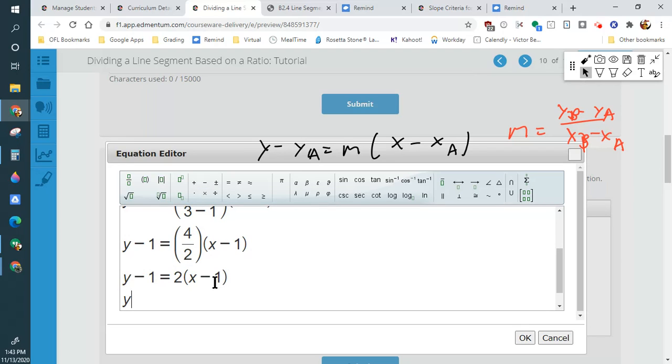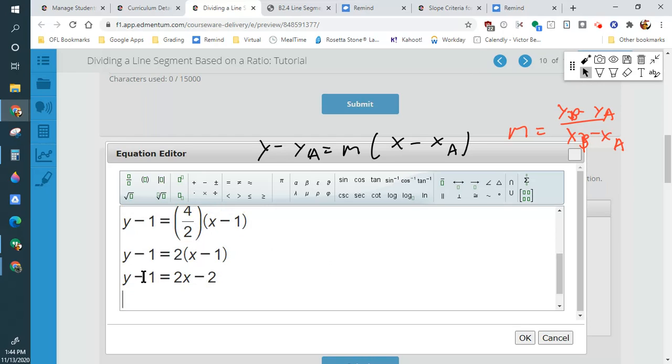So I get y minus 1 equals 2x minus 1 minus 2. I'm distributing. 2 times x is 2x. 2 times negative 1 is negative 2. And then I need to add 1 to both sides. So I get y equals 2x minus, so add it. I'm adding 1 minus 1.